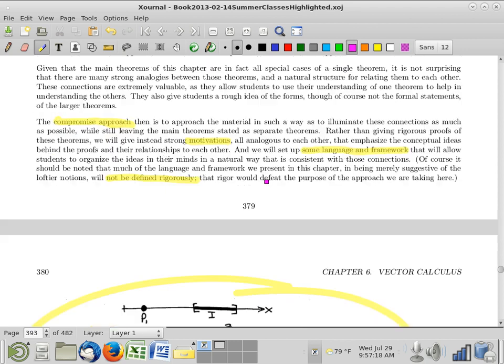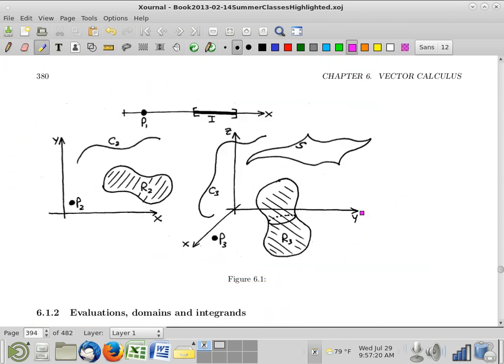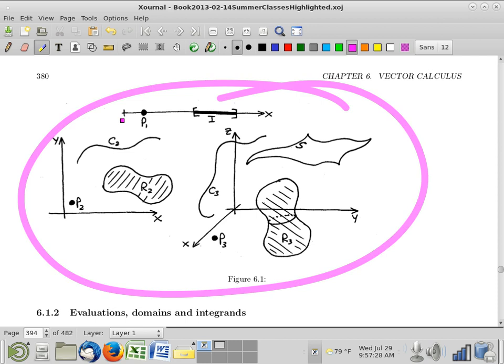Okay, enough of that. So here's what we're going to be talking about. We're going to be talking about a bunch of different kinds of integrals. These are the domains on which we're going to be doing various different kinds of integrals.